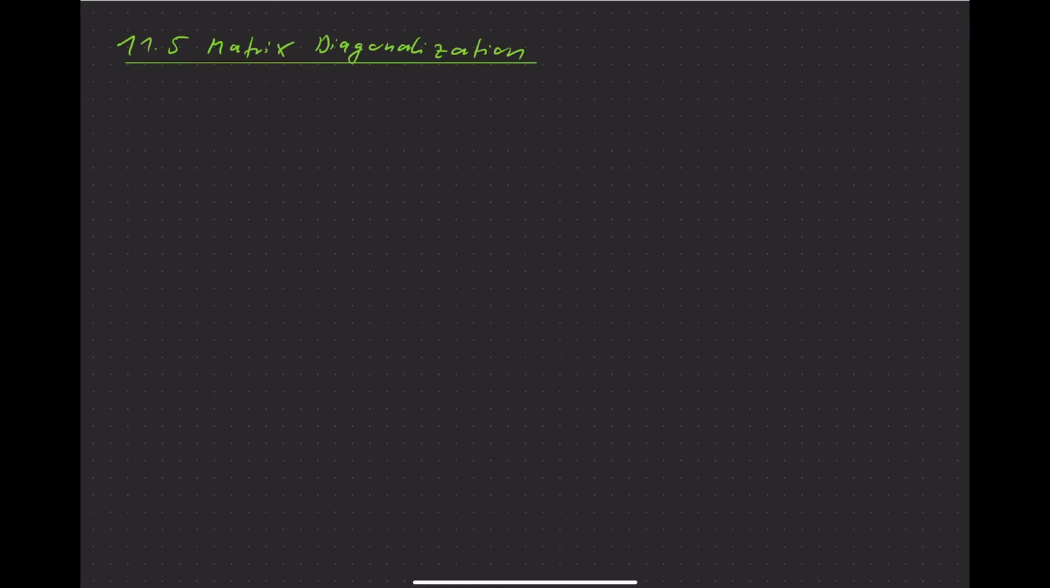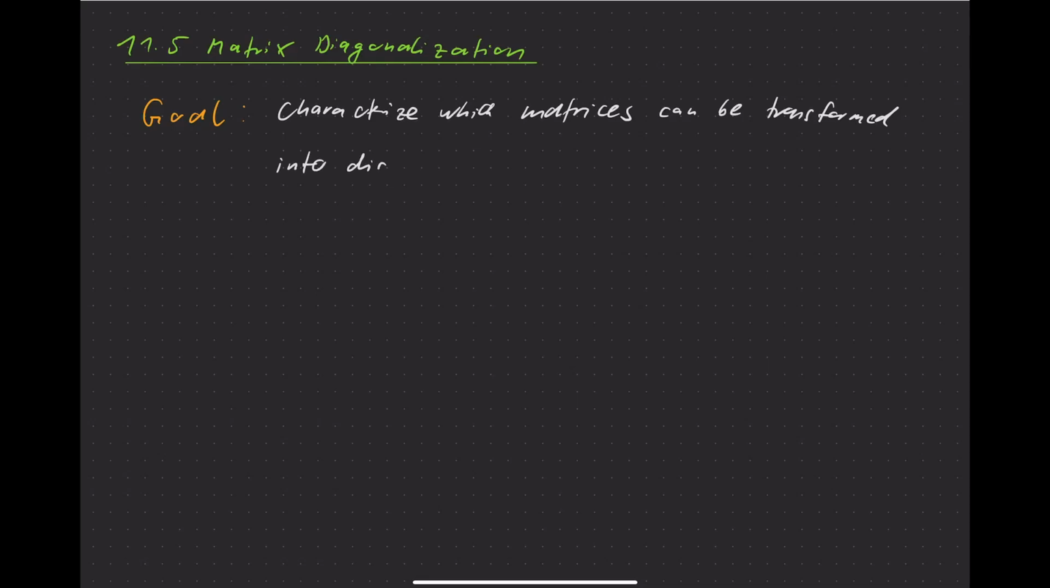Let's start by stating our goal once more. What we want to do is characterize which matrices can be transformed into diagonal form, meaning they possess a basis that consists of eigenvectors. So they possess an eigenvector basis.